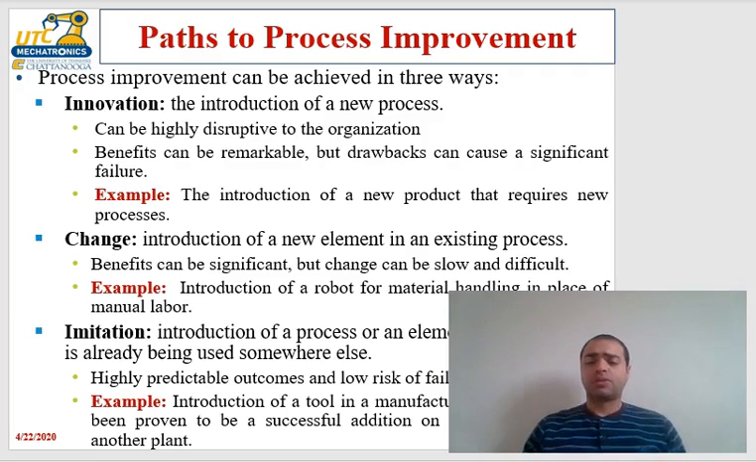So it's the introduction of a process, or an element of a process, that is already being used somewhere else. The outcomes are highly predictable and the risk of failure is low. As an example, the introduction of a tool in a manufacturing process that has proven to be a successful addition to the same process in another plant.